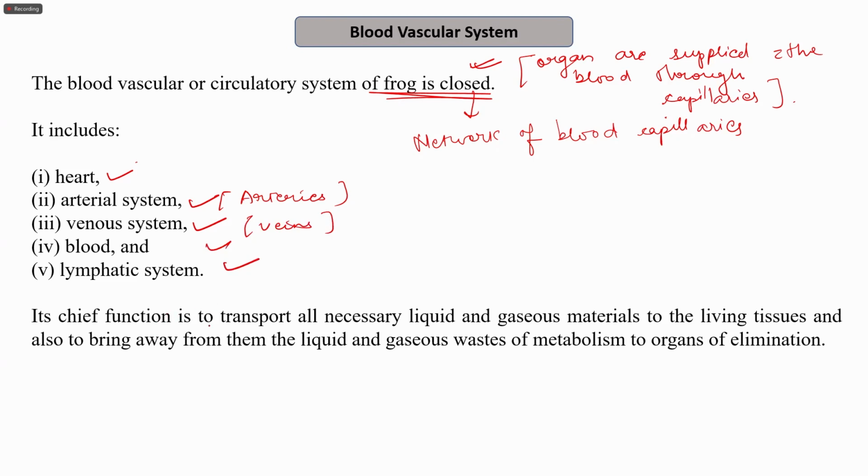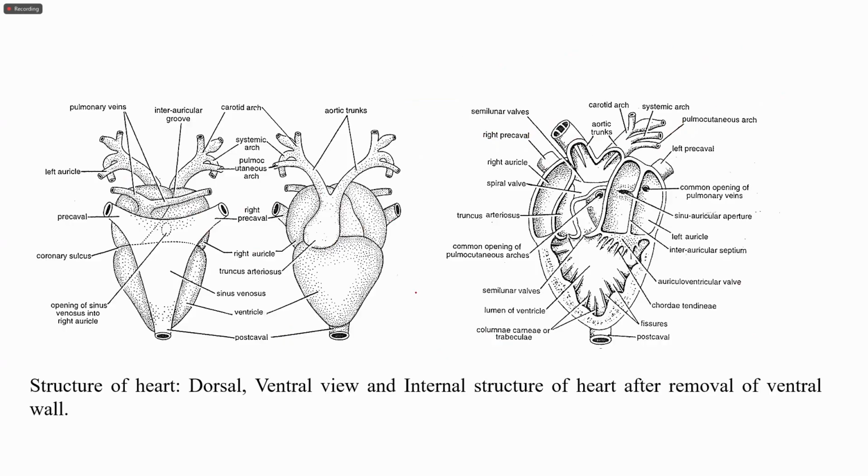So the prime function is to transport all the necessary liquid and gaseous materials to the living tissues and also bring away from them the liquid and gaseous waste of metabolism to organs of elimination. This is the prime function of the blood vascular system present in the frog. Here the dorsal and ventral views of the blood vascular system have been shown, along with the internal structure.